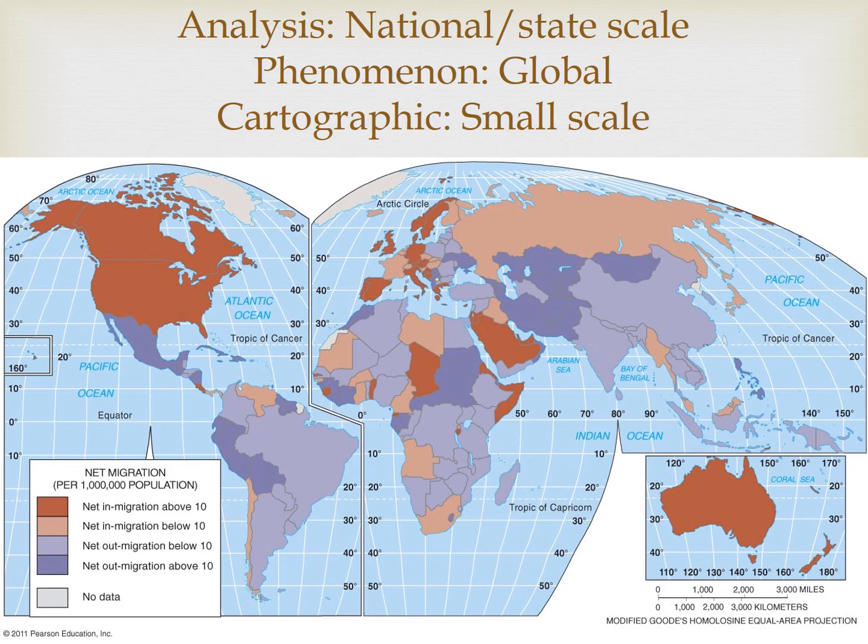So let's talk about scale. The scale of analysis, meaning the scale at which the data is aggregated or grouped, is the national scale. And we look at migration statistics for individual countries. That's the scale of analysis. The phenomenon scale is global because we're looking at a pattern that is happening throughout the world. Finally, the cartographic scale is small scale. We're looking at a large area with less detail. For example, the US has high net in migration, but where are they going? This map doesn't tell that story.